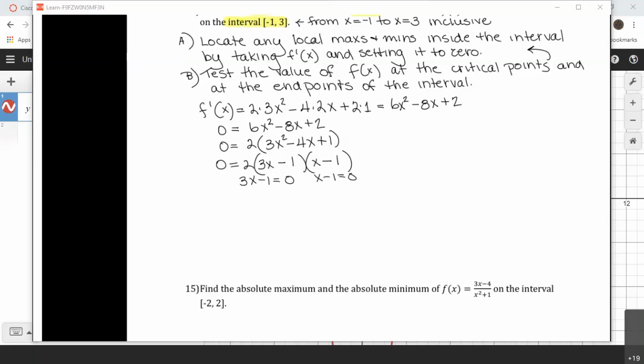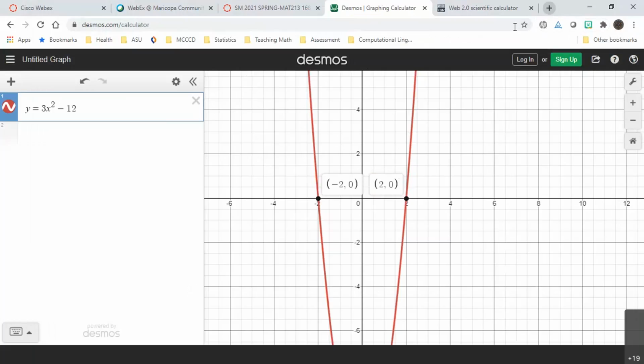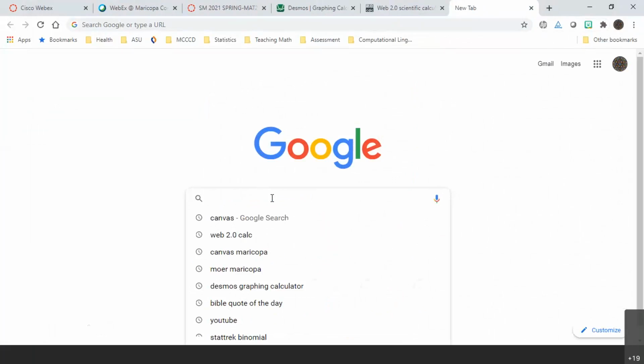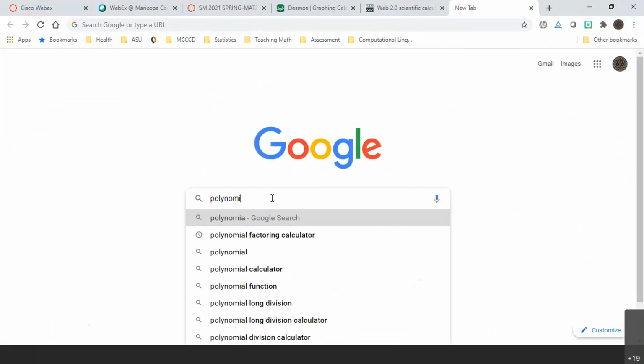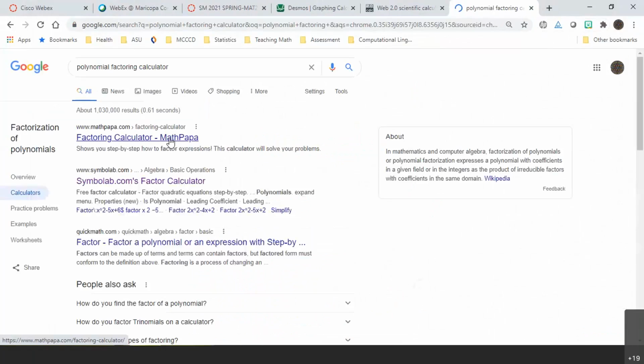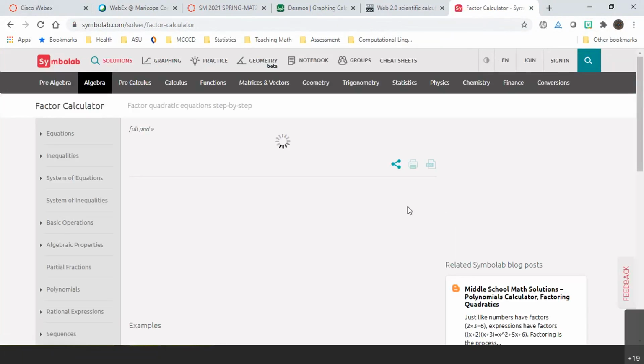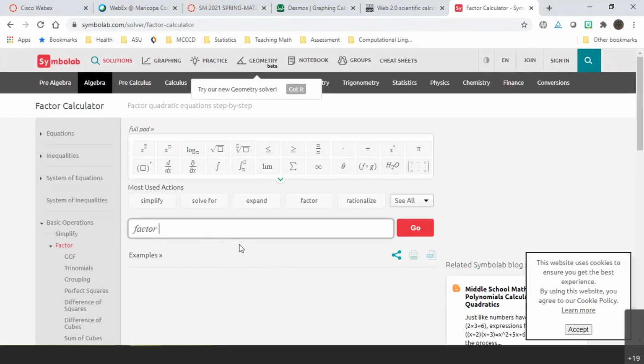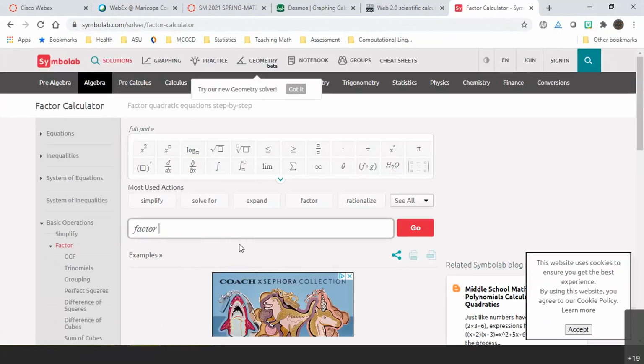But suppose you weren't able to do that. You had forgotten how to factor. You just go online like this, and you search for polynomial factoring calculator. Look at that, first hit. I guess a lot of people use it. We've got a bunch. If I have a choice, I'm going to use Symbolab, one of my favorite sites. And then I can factor that polynomial.